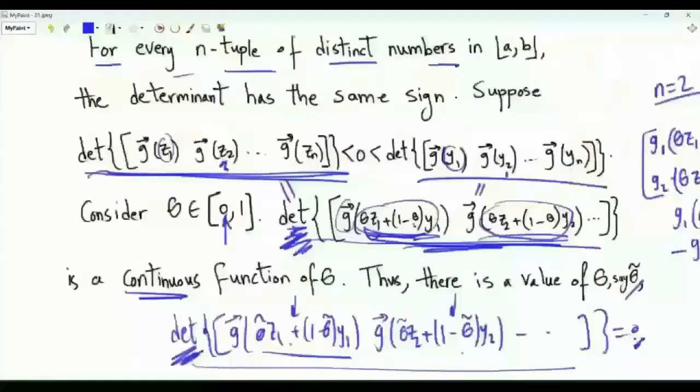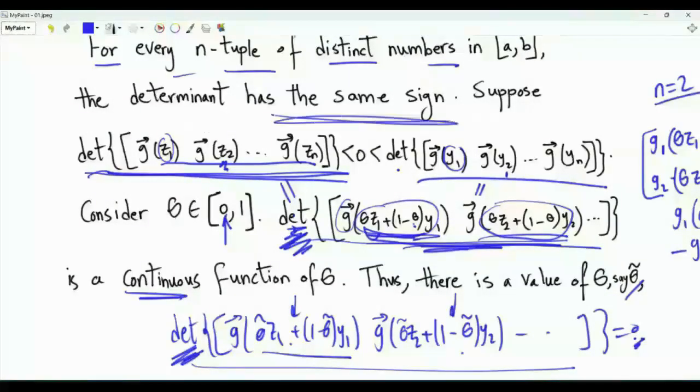What is false is our assumption that for some n distinct points, the determinant is negative, while for another set, the determinant is strictly positive. The determinant must have the same sign. It is not equal to 0 by how we define the Haar condition. But the new thing now is that evaluating the determinant for any set of distinct points in ascending order will give us the same sign. We will later make use of this property.